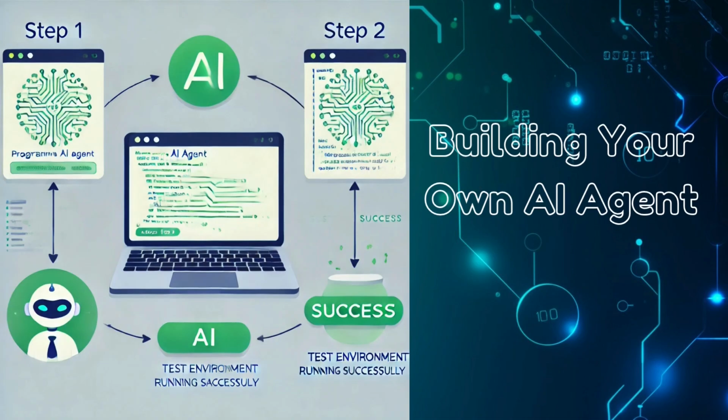Now, how do you build one? A beginner-friendly platform like LangChain is the perfect place to start. Step 1. Define your agent's purpose. Will it manage emails, assist customers, or track affiliate campaigns? Step 2. Set up your environment. With tools like Google Colab, you can code without spending a dime.